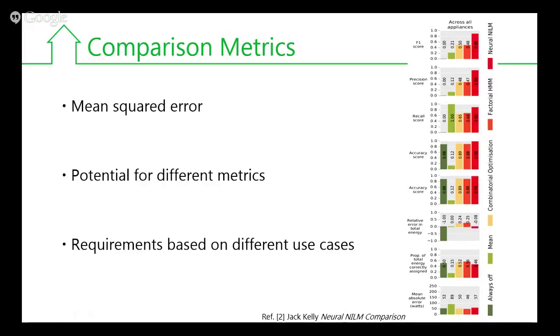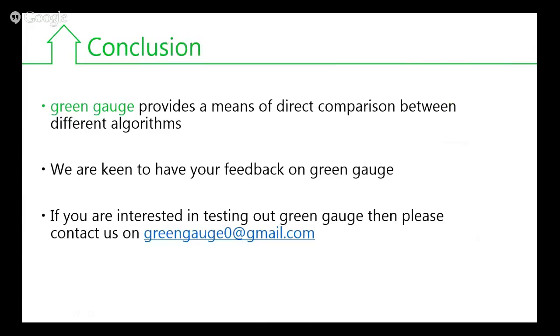This is where your involvement comes in. We hope we've provided a transparent online tool for everyone to use so that a general consensus can be arrived at, and we can tailor it to your needs. So in a nutshell, Green Gauge provides a means of direct comparison between different algorithms. This is just a prototype, but we see the huge potential that this field has. We really hope that this tool can be useful to everyone in the room and everyone else to maybe take the field a bit further. But again, we need your involvement and your feedback for this. Any questions?